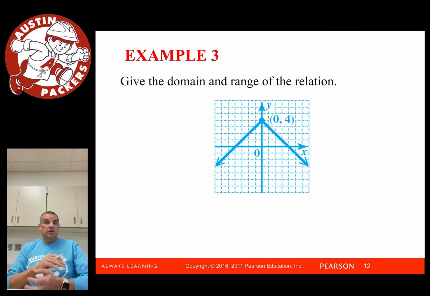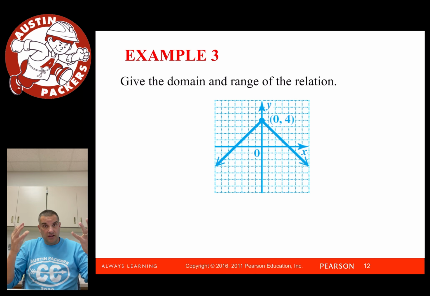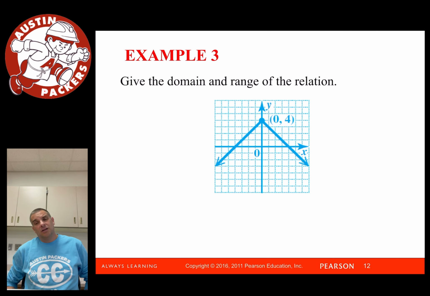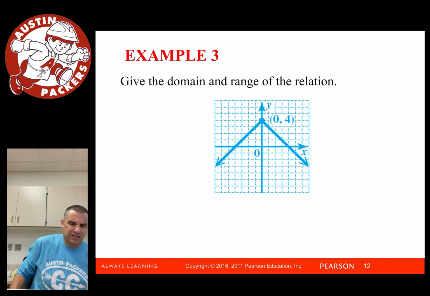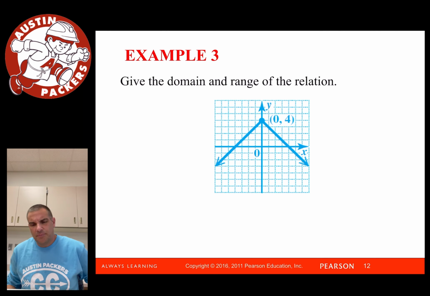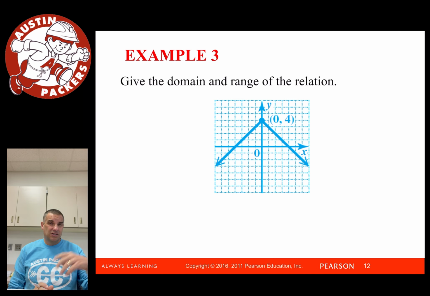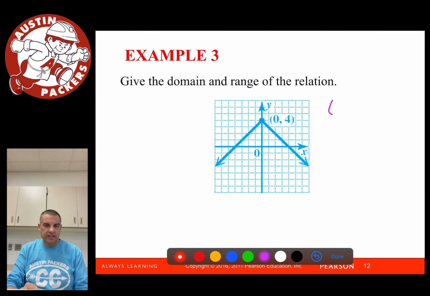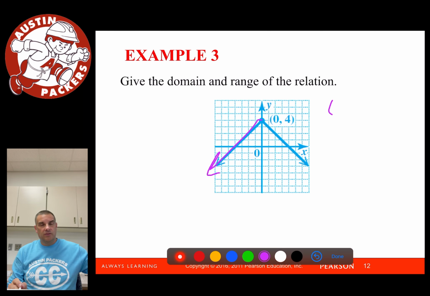Well, we could give domain and range for this as well. Domain is all of the x values that are going to be included in this function. This is a function, and we'll talk about why it's a function in a bit, but it also says it's a relation. The domain is going to be all of your x values that can be included. So it's as far left as it goes and as far right as it goes. In this case, this graph is actually going down in this direction forever and ever and ever.